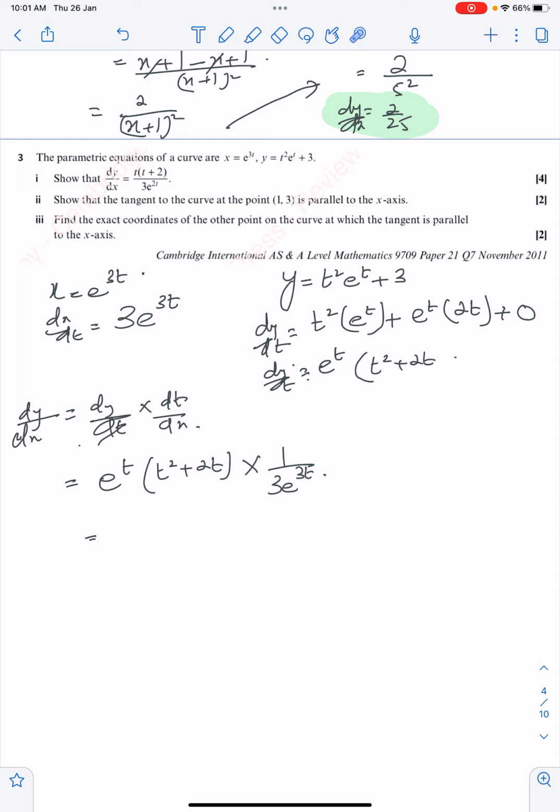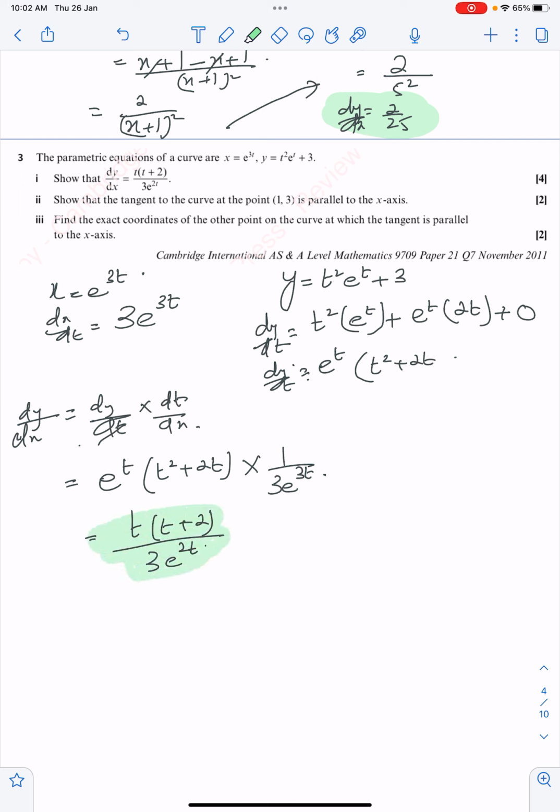Okay, if I cancel out this e to the power t with 1 e to the power t here, I'll be left with e to the power 2t in the denominator. So t common, t square plus 2t. If I take out t as common from here, t plus 2 remains inside the bracket. Okay, and 3 e to the power 2t remains down in the denominator. This is what we had to prove in the first part of the question.